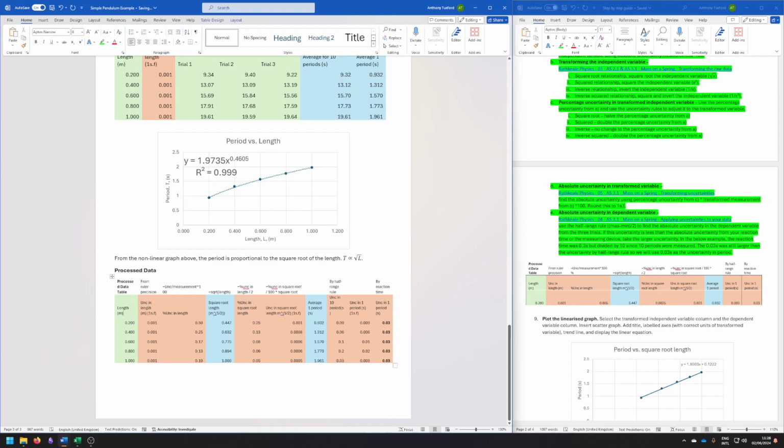So length, uncertainty in length, percentage uncertainty in length, transformed variable, percentage uncertainty in transformed variable, absolute uncertainty in transformed variable, average time period, uncertainty by half range rule, and then by reaction time. And so under that, I strongly recommend you just type some example calculations, or like I've done, you could put them in the top here.